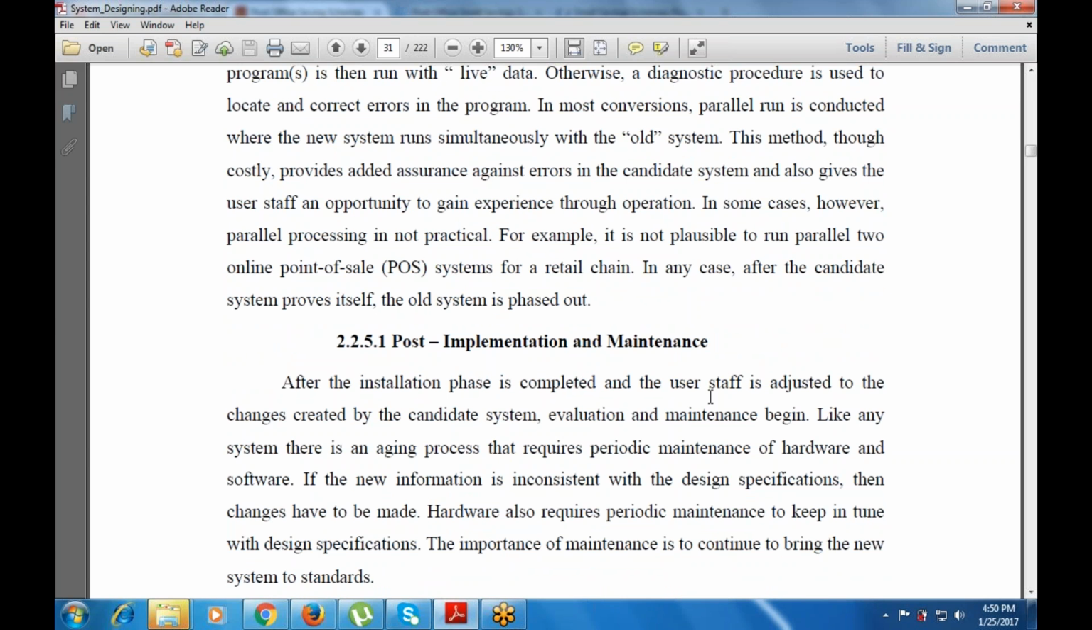The next one is the post-implementation and the maintenance. After the installation phase is completed, the user staff is adjusted to the changes created by the candidate system.